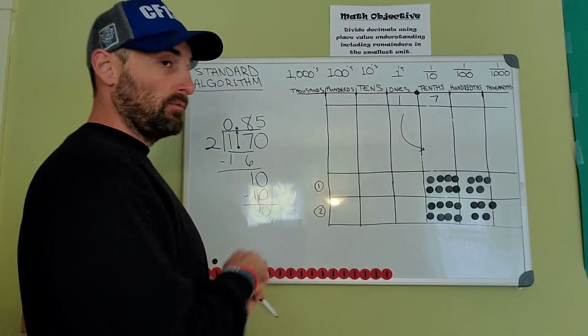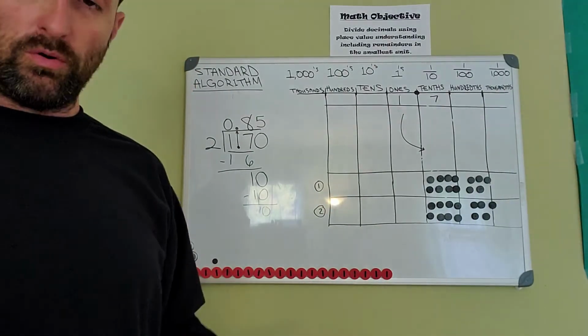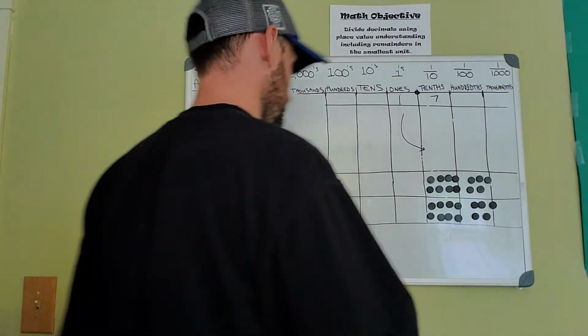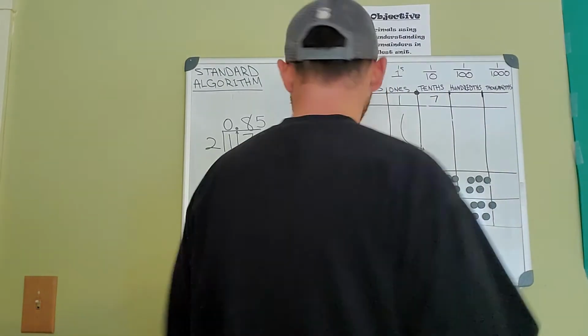Okay, let's try one more. The next problem is a whole number problem, and it's called 17 divided by 4. So let's write 17 divided by 4.